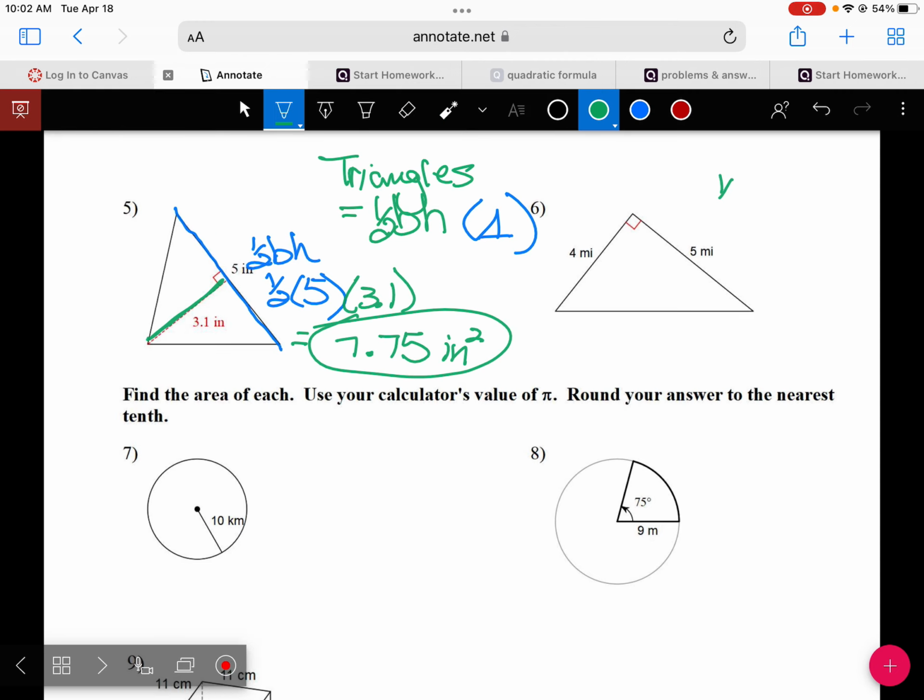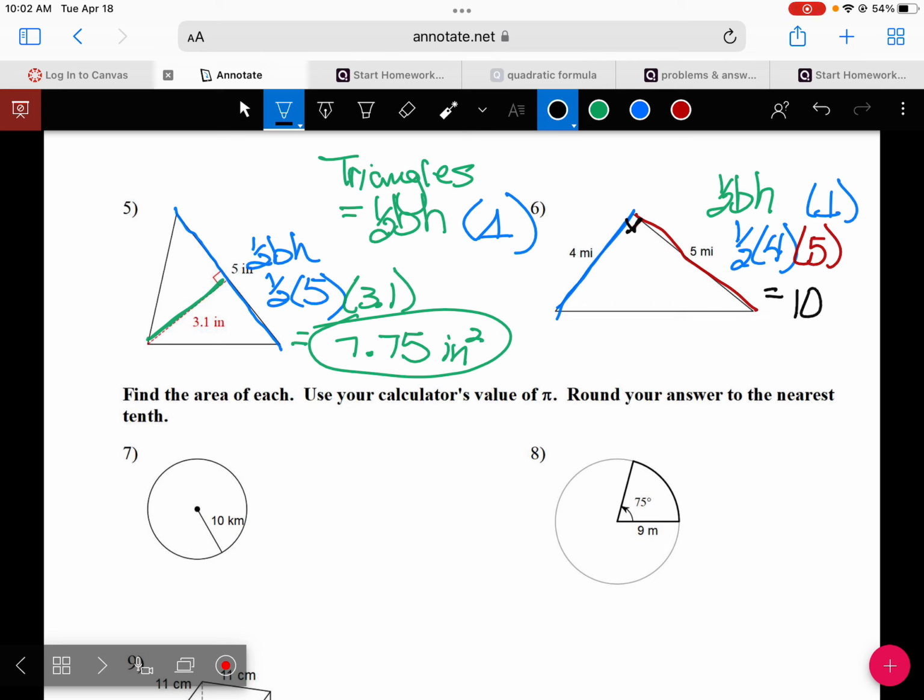Number 6 is still a triangle. 1/2 base times height. Again, as long as your base and your height are perpendicular, you're good. So it doesn't matter which you use as the base. If you use 4 as your base, your height is going to be 5 because they are forming a right angle. Or if you use 5 as your base, 4 would be your height. And half of 20 is going to be 10 miles squared.